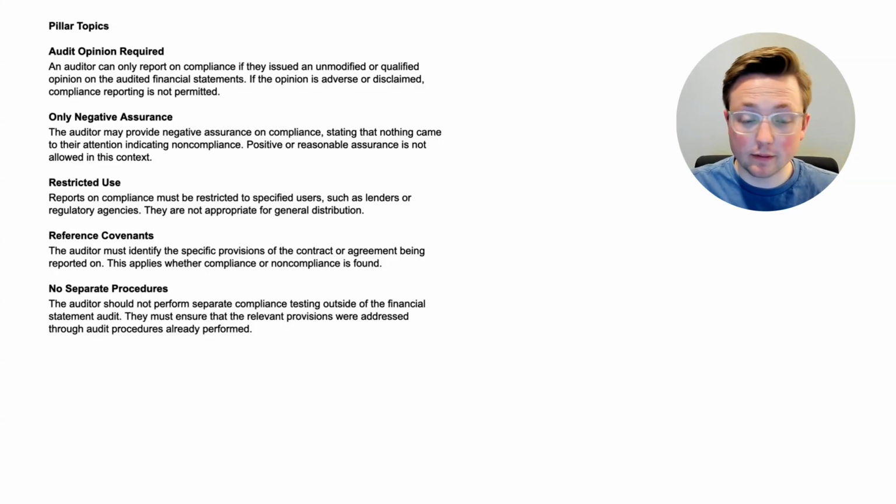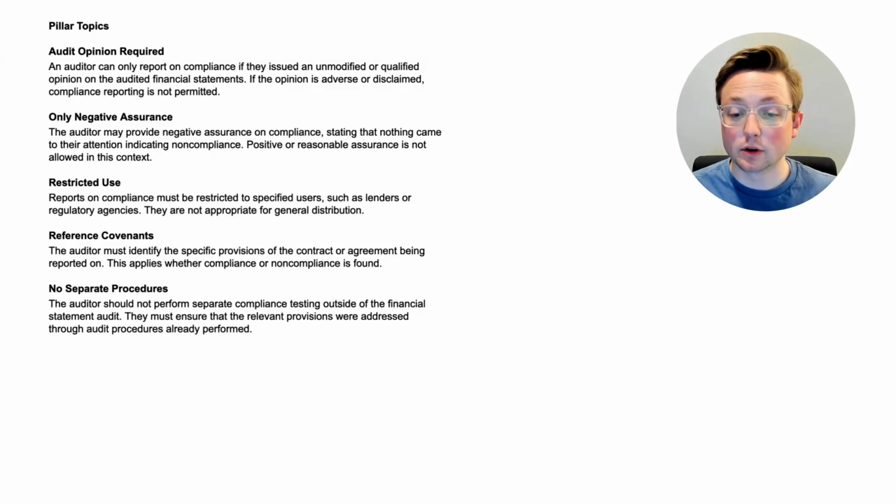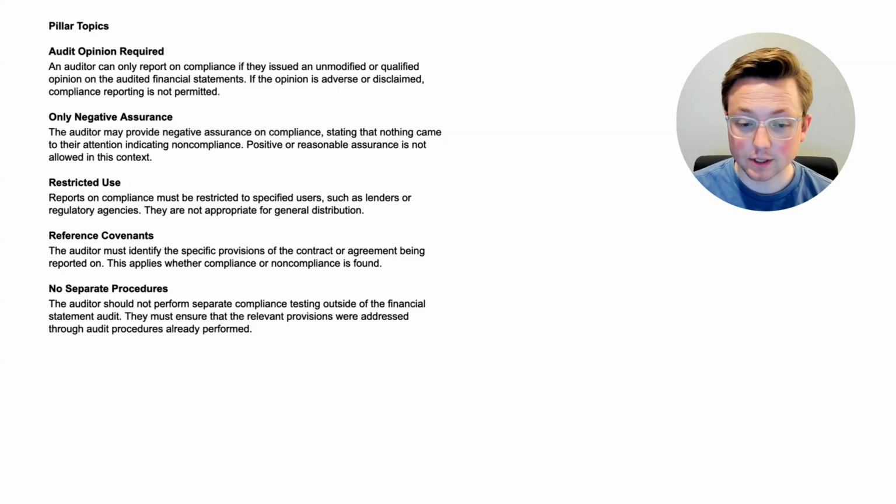Now let's talk about the reference covenants. The auditor must identify the specific provisions of the contract or agreement being reported on. This applies whether compliance or non-compliance is found. And then finally, no separate procedures. The auditor should not perform separate compliance testing outside of the financial statement audit. They must ensure that the relevant provisions were addressed through audit procedures already performed. You have to just use the audit procedures that were already performed. So with that, we learned a lot again in just 5 questions and in the pillar topics.